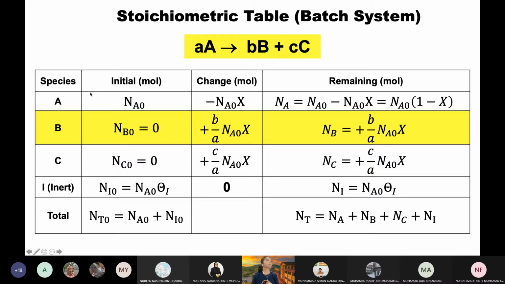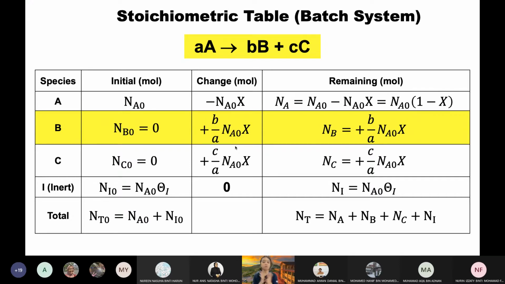So that's the part. So what about the change? The change has also changed. Earlier when B was a reactant, it became negative B per A and A naught X. Because B was a reactant, it will decrease. However, when B is a product, in this reaction, say now B is a product, it becomes positive B per A and A naught X.